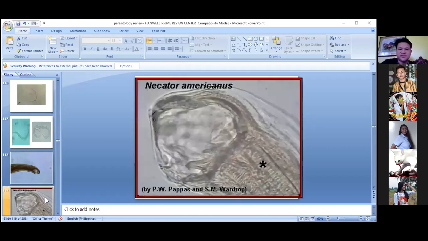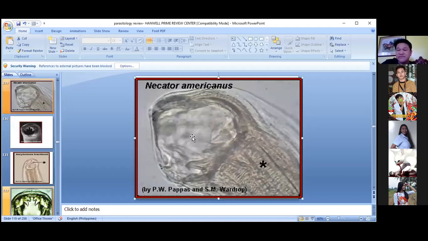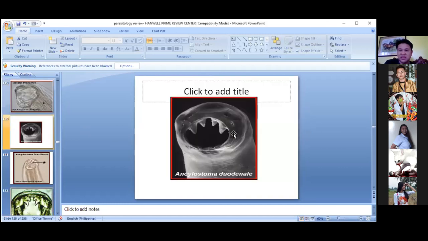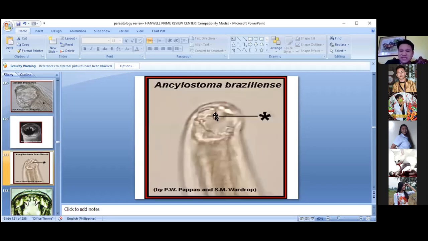Okay, so anyway, my dear students, this is an illustration of the buccal capsule of several parasites. Look at Necator americanus. Wala siyang teeth. Okay. This one would be Ancylostoma duodenale. 2 pairs equal in size. Naintindihan? The inner teeth are equal in size, and the outer teeth are again equal in size. So 2 pairs of teeth equal in size. This is Braziliensis. Naintindihan? Okay.